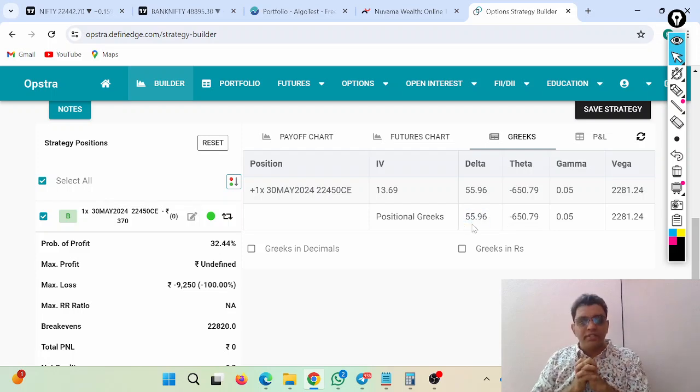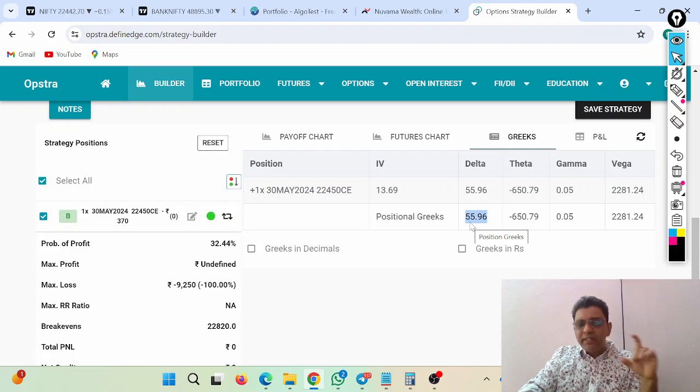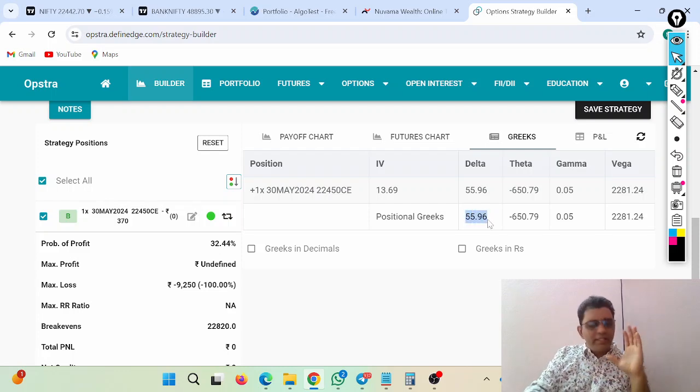Another meaning of delta, it's a very mathematical statement, you can understand: it will tell you the probability of this particular strike price becoming in the money. As per the current circumstances, we can say that the probability of the 22,450 call option becoming in the money is around 55%. I will explain in simple terms. Consider this as 50. This is 55, which is near to 50 because Nifty is not exactly at the money.